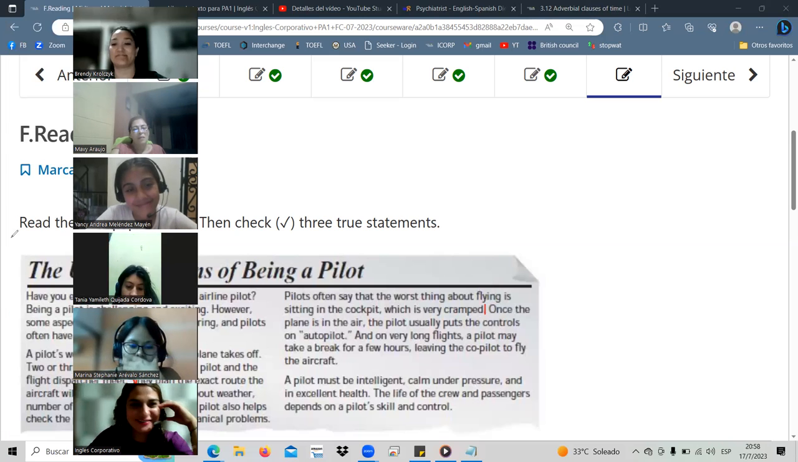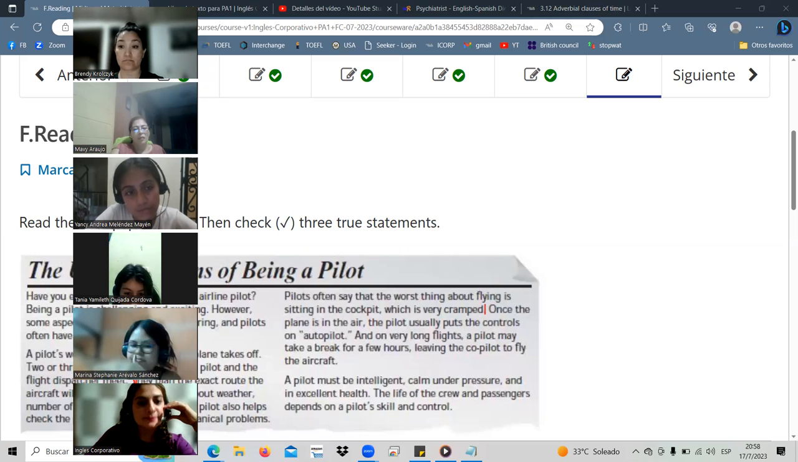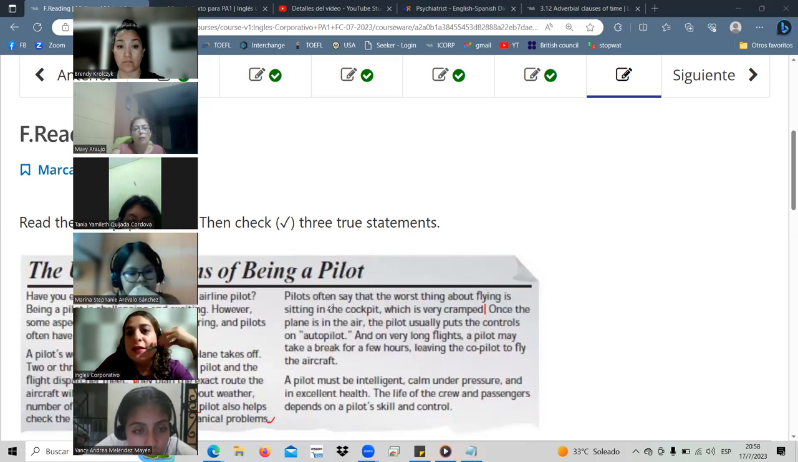A pilot's work begins long before the plane takes off. 2 or 3 hours before a flight, the pilot and the flight dispatcher meet. They plan the exact route the aircraft will take, using information about weather, number of passengers, and cargo. The pilot also helps check the plane for technical and mechanical problems. Continue, Marina.